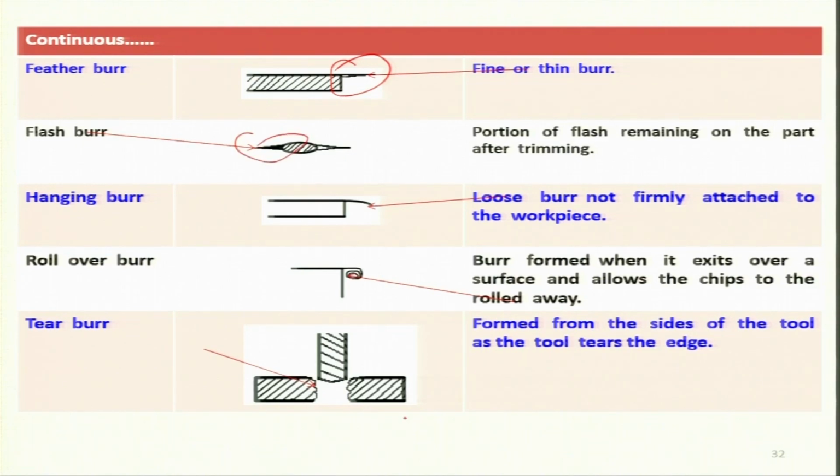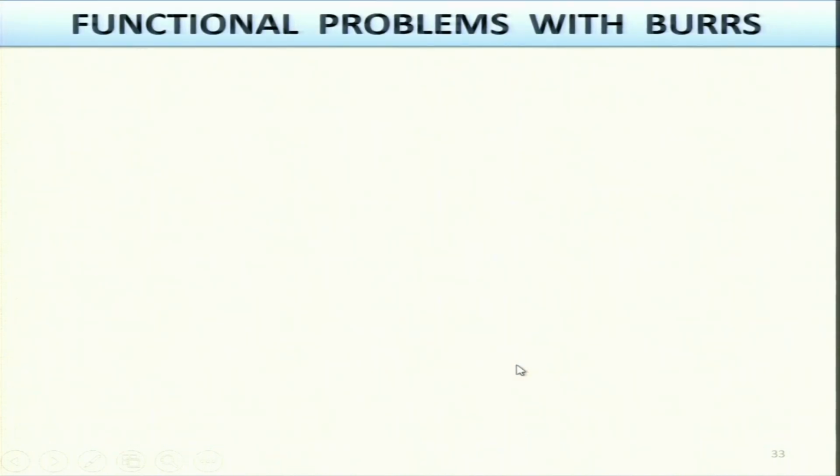Then you have the hanging burr, loose burr not firmly attached to the workpiece, that is the hanging burr. And then you have the roll over burr. Now burr formed when it exits over a surface and allows the chips to be rolled over. So you can clearly see rolling of the burr. And then you have the tear burr. So you can see clearly different kinds of burrs that are formed under different kinds of operations. Now all of them have to be removed before really you put them into function.